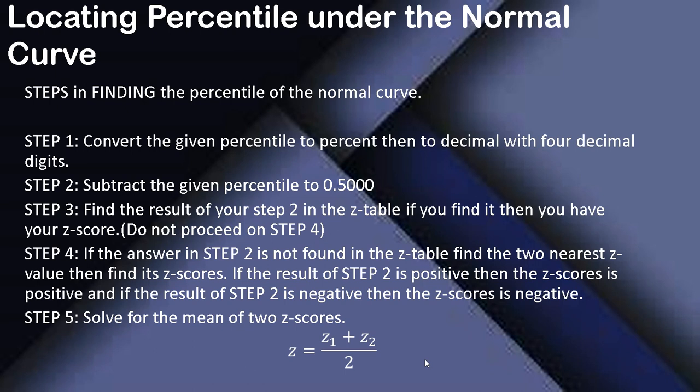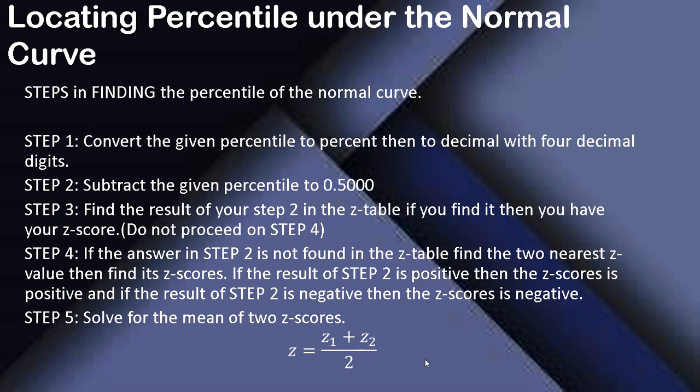Okay? So what are the steps in finding the percentile of the normal curve? Step 1, convert the given percentile to percent, then to decimal with 4 decimal digits. Step 2, subtract the given percentile from 0.500. Step 3, find the result of step 2 in the Z table. If you find it, then you have your Z score. Do not proceed to step 4. Step 4, if the answer in step 2 is not found in the Z table, find the two nearest Z values. Then, find their Z scores.